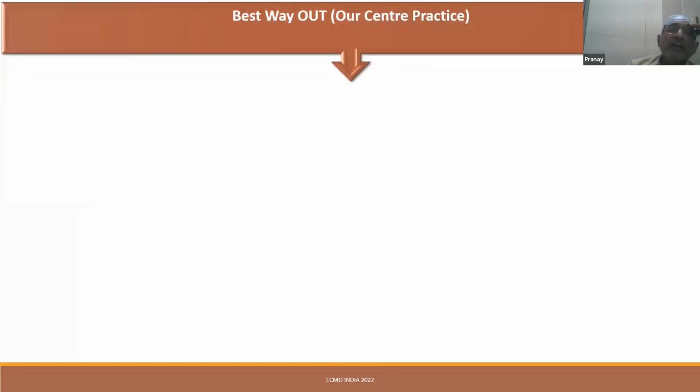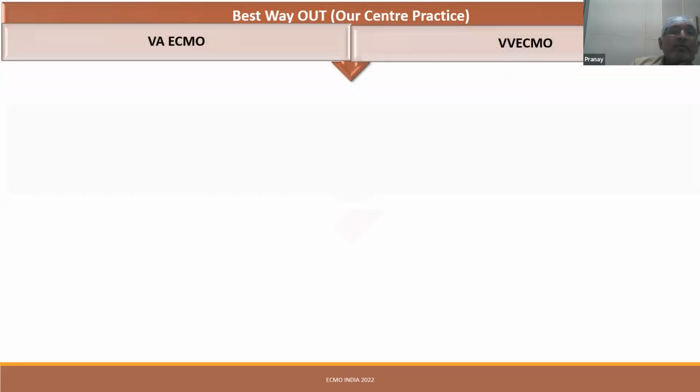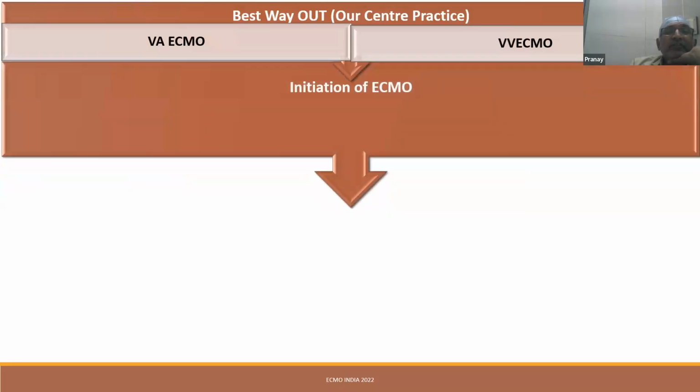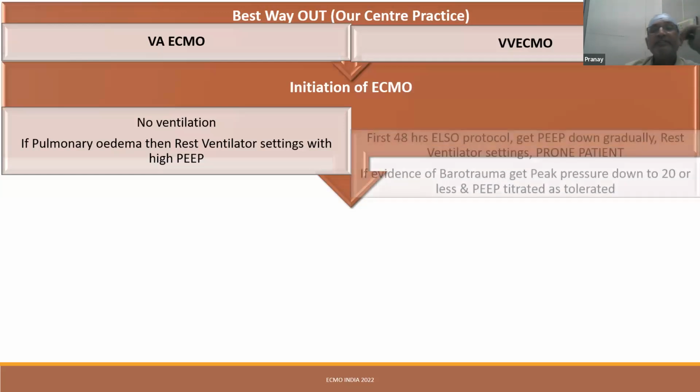So this is the last slide. What is the best way out? Our center practices in VA ECMO and VV ECMO: in VA ECMO, at the time of initiation, if there is no ventilation, we don't put the patient on a ventilator. If the patient has pulmonary edema, we keep the patient on the ventilator with rest ventilator settings and higher PEEP. The moment the edema settles down, we try to extubate the patient.